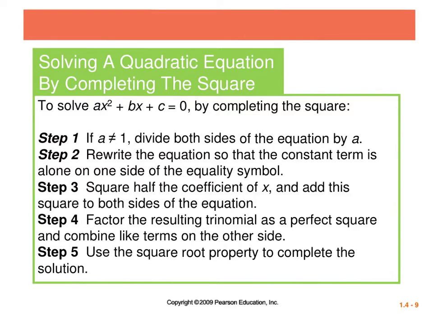Step 3, we square half of the coefficient of x, so b, and add it to both sides of the equation. So we take b, divide it by 2, and square it, and add that to both sides. Then we factor the resulting trinomial as a perfect square, and combine like terms on the other side. Then you can use the square root property to complete the solution.